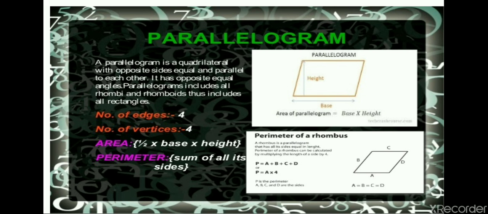Parallelogram. A parallelogram is a quadrilateral with opposite sides equal and parallel to each other. As you can see in this figure, the height of this parallelogram will be the perpendicular line which falls on this side, which is the base. So the area of a parallelogram is base into height. And the perimeter of a parallelogram will be the sum of all sides.